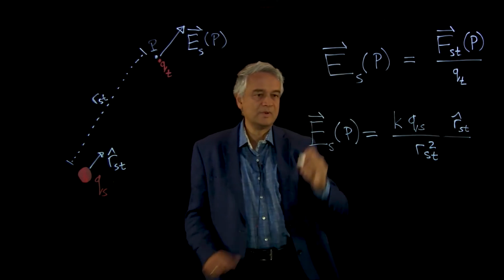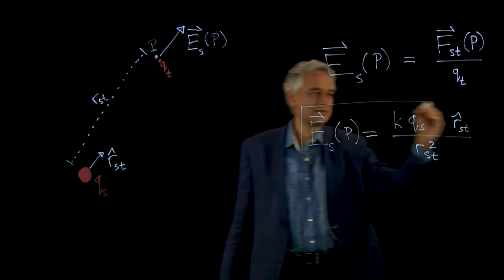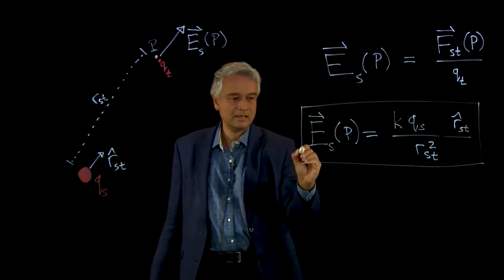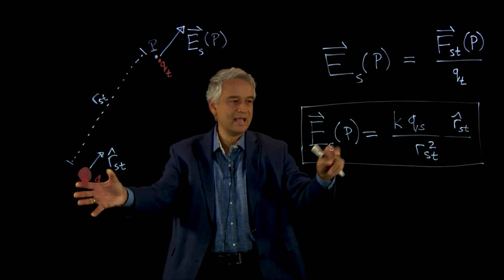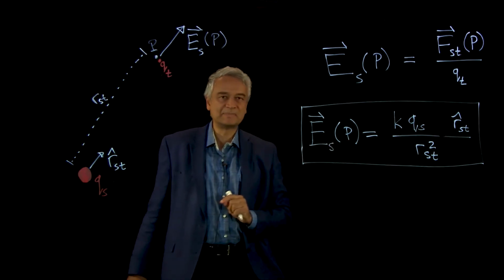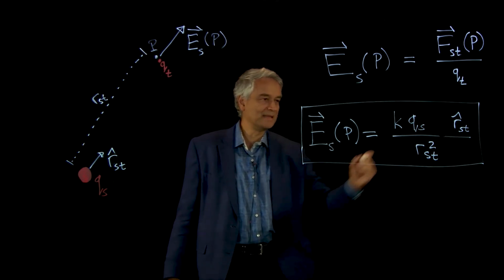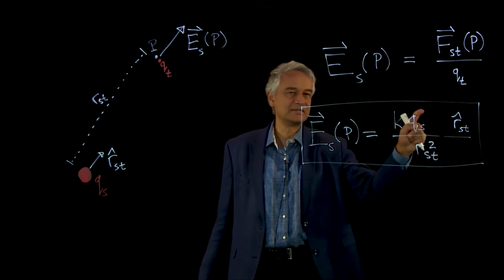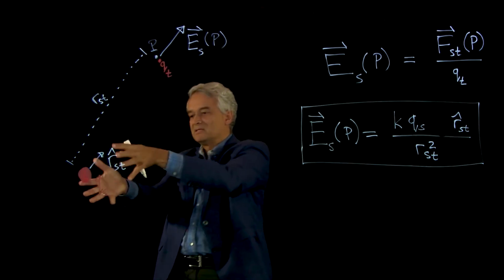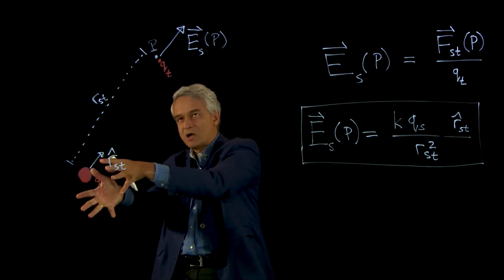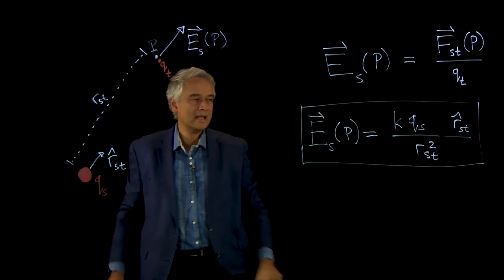And now we see that the electric field caused by the source of charge qs at the point P, what does it depend on? Well, it depends on how strong the source is. It depends on qs. There's qs right there. So how strong the field is at this point P depends on how much charge you have over there. It's this charge that's making the field.